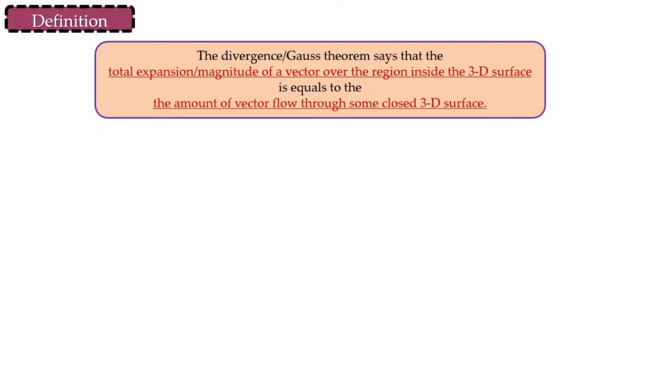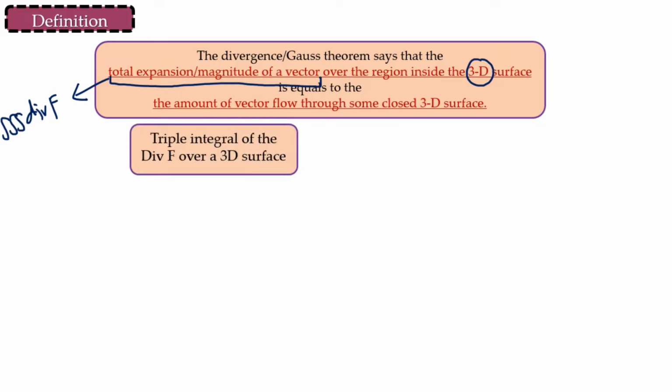So if you still remember, the total expansion or magnitude of a vector can be found by using divergence F. Because we want to know the divergence F over the three-dimensional region, we can apply the triple integral. So the triple integral of the divergence F over the three-dimensional region gives the total expansion or magnitude of a vector. On the other hand, the amount of a vector flow through the surface can be obtained by using the surface integral for each surface.